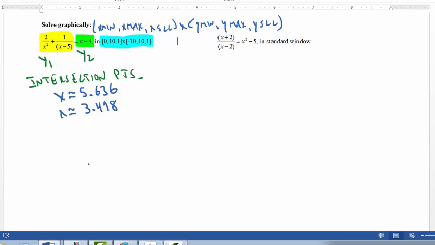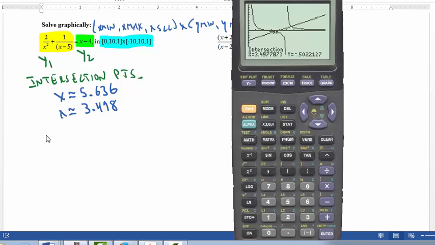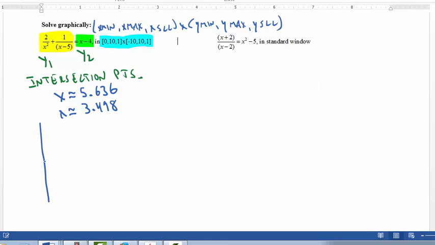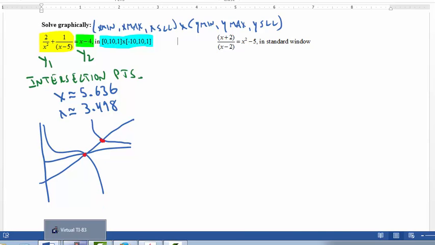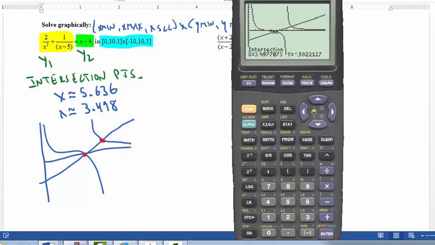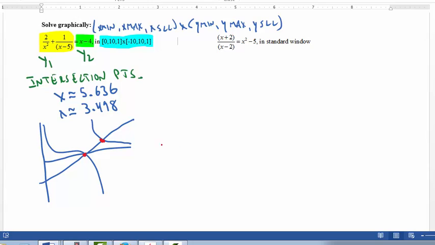3.498, right? And then you would just give a little sketch of that graph. It's going to be hard because I can't see both things at the same time, but it looks something like this, this, and then this. And then here was your solutions. Right? Is that the best sketch? No, but it's not terrible. You get the idea. So that was your solution to that one.